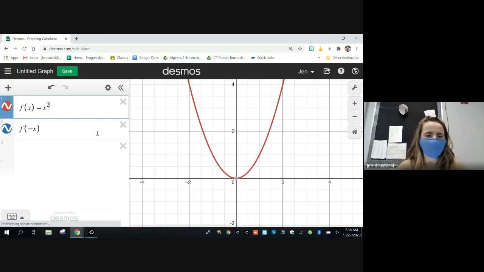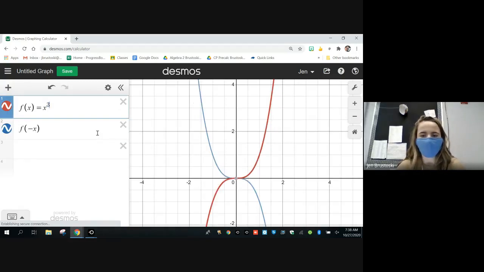Let's try a different graph. Let's do x to the 3rd. If you look, x to the 3rd is this one right here, and then negative x is this one right here. So what's happening to the graph? It's flipping over the y-axis, so that x values are becoming negative.